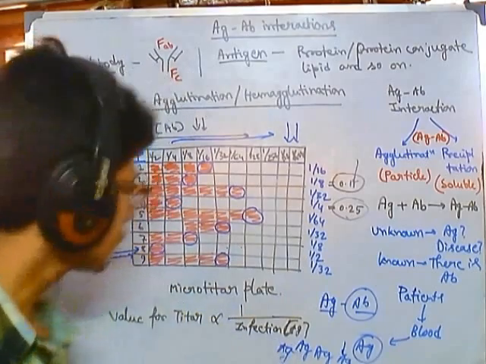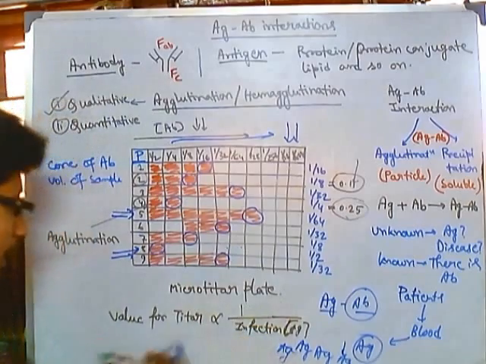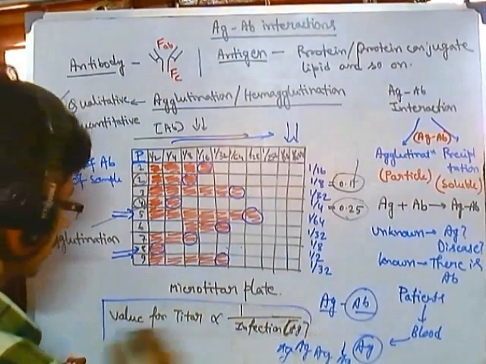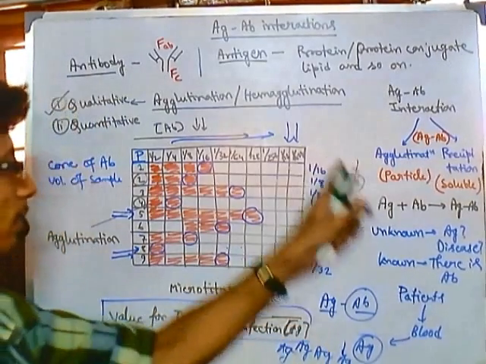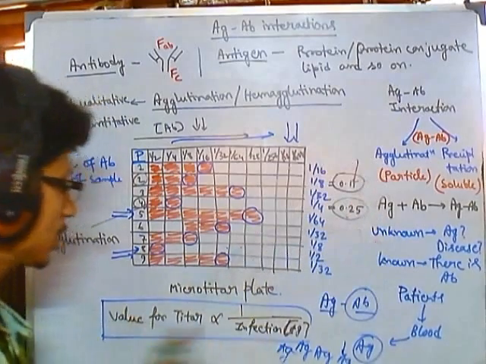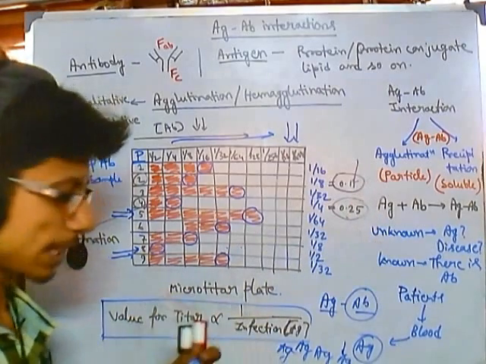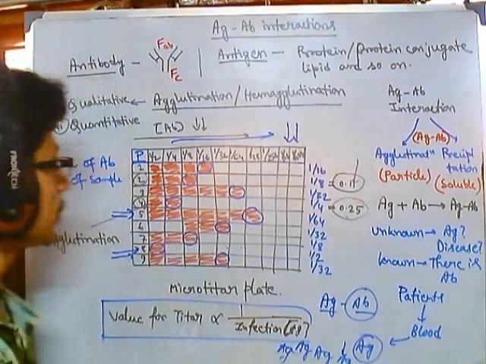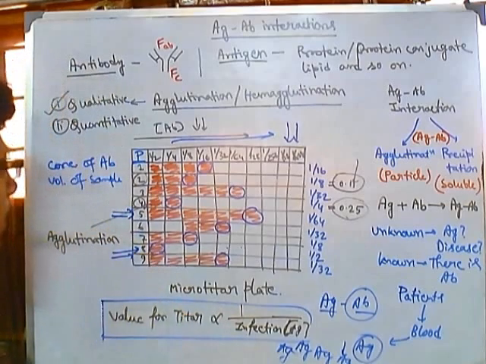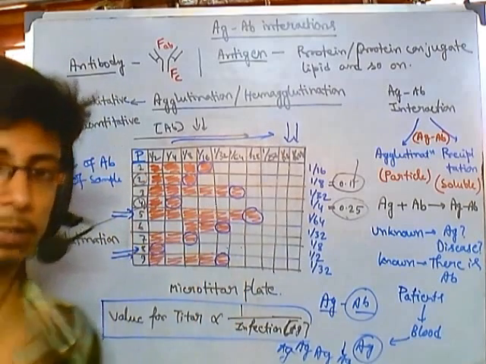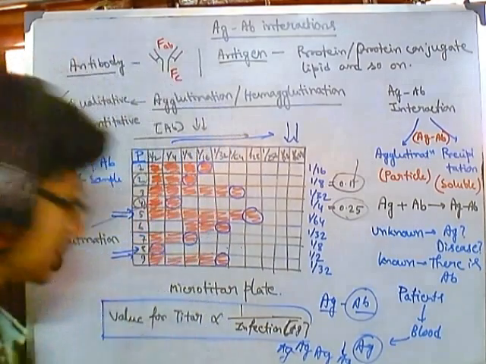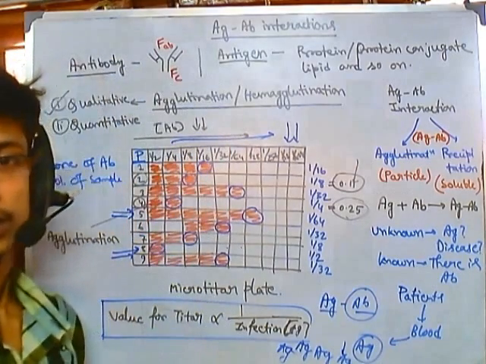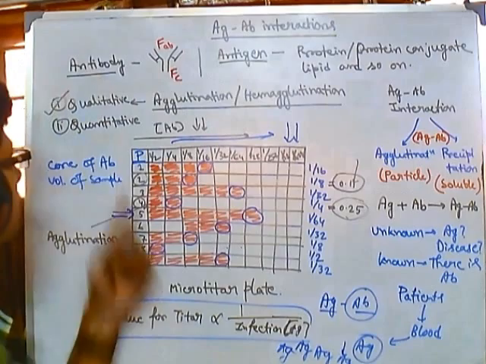Okay. So here is the interaction. Here this is the real thing. The value of titer, as we have given you the values, these are the examples, is inversely proportional to the concentration of antigen, that means the type of infection. So by looking at this process, we can actually tell whether there is an infection present or not. Okay, and this is the type of quantitative.